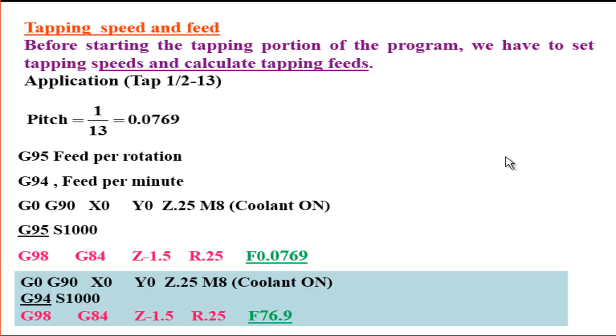First of all, we have to know what is the specification of our thread. Our thread diameter is 1/2 and the number of teeth per inch is 13. Based on that, we can get the pitch, 1 inch divided by 13. Then we ask ourselves which system of speed we're going to use. We're going to use feed per revolution or feed per minute. If we use feed per revolution, then we use this amount as the feed. If we use feed per minute, then we multiply this amount by whatever speed we have.